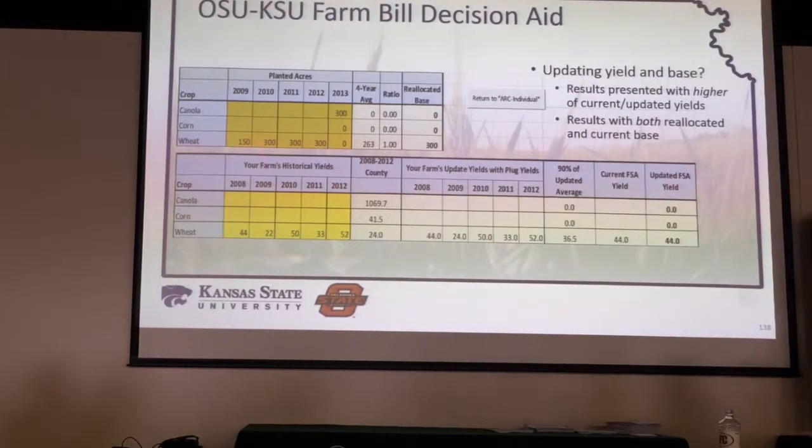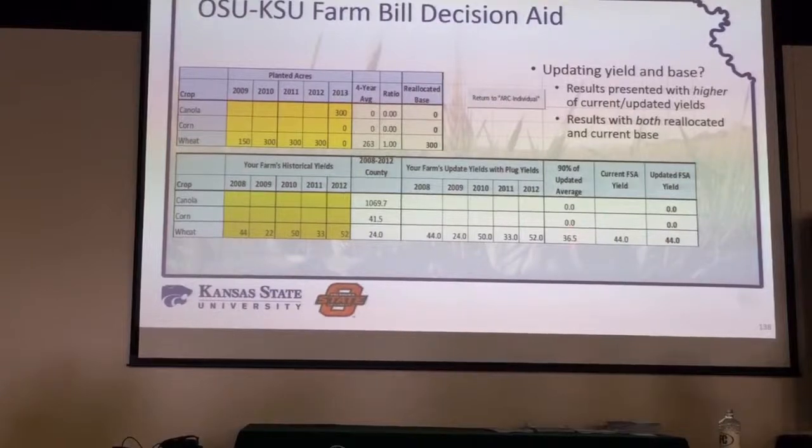In this case, he had nothing but wheat planted through 12. He planted wheat, canola in 13, but he can't put canola into his reallocated base because it only covers the period 9 through 12. So since he only had wheat, he can't reallocate any base acres. He's going to stay at 300 acres of wheat base. On the program yield side, that worked out to 36.5. So this will calculate what your payment or your program yield is.